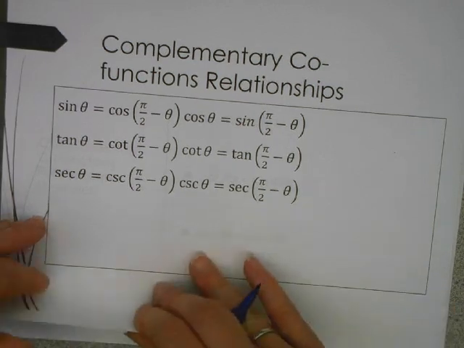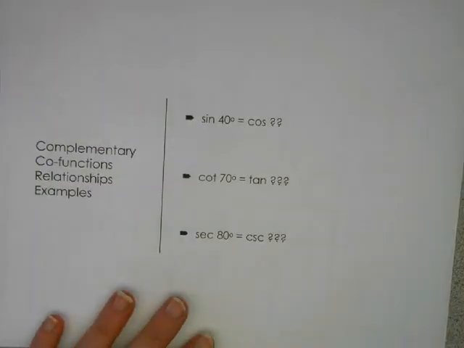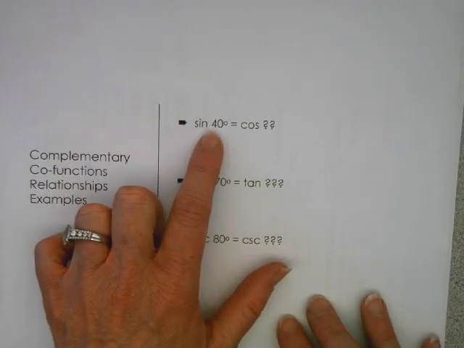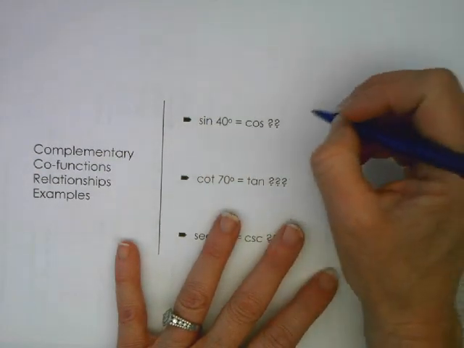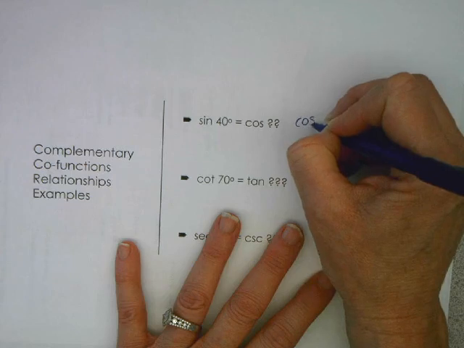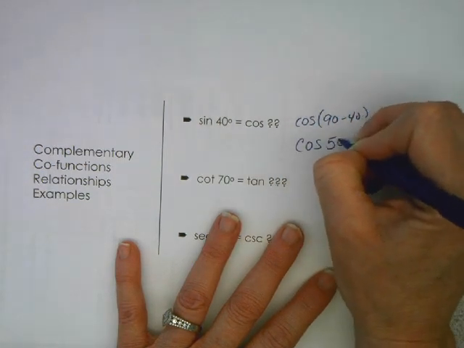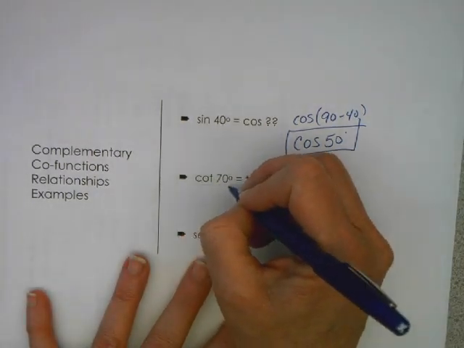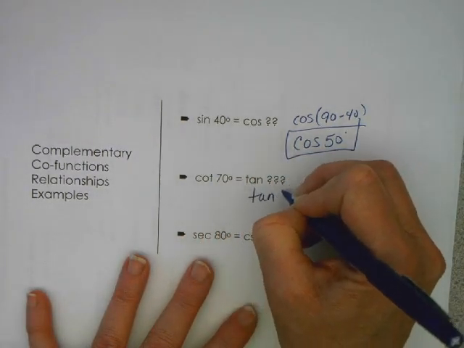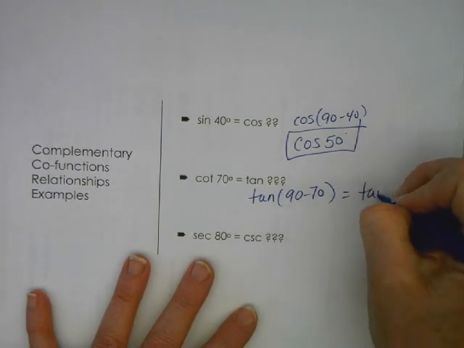So how to use that to simplify things? Probably the easiest part of your homework is we're going to simplify this. So I'm going to find the cofunction of sine of 40. I don't know what the sine of 40 is, but I do know that sine and cosine are cofunctions. So I know the sine of 40 is equal to the cosine of 90 minus 40. So it's equal to the cosine of 50 degrees. Because sine and cosine are cofunctions. Cotangent and tangent are cofunctions. So I know cotangent is 70, then I know the tangent is the same as the complementary angle to that. So it's the same as the tangent of 20 degrees.